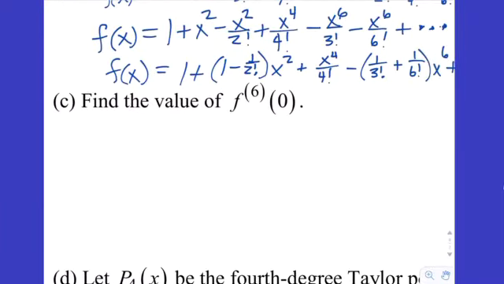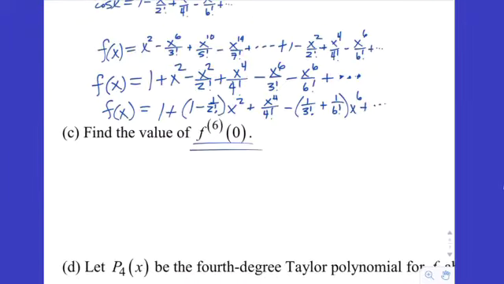Find the value of this. Find the value of that. Any idea how we're going to do that? Derivative? Well, that would be the 6th derivative. Do you want to take, if I generated f of x up here, do you want to take the derivative of that 6 times? No, that would take a while.